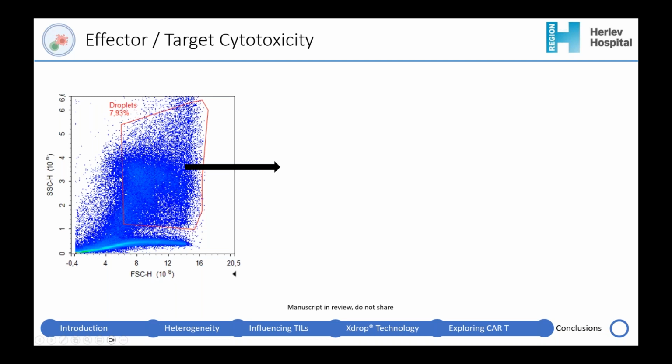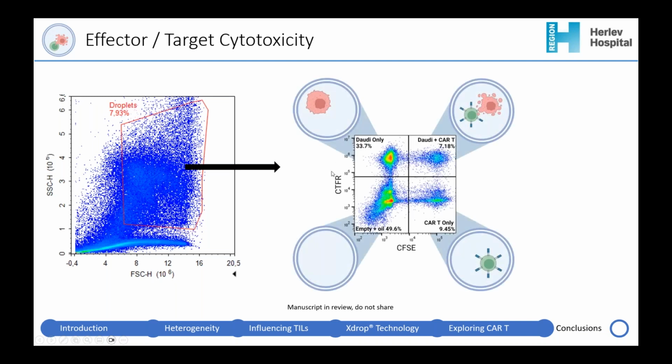Yes, so once they're run, when you look at the side scatter, forward scatter, we get this large population here, and these are the droplets. So you can gate out these droplets, and then since we have 2 parameters here, you can make these quadrants. So in these quadrants, at the bottom, the double negative is going to be the empty droplets. So there are a few of those, and then we have also double positive. So this is what we call the co-encapsulation. So this has 1 of each cell type. And then, of course, we have single encapsulations, so the target cell only and the effector cell only.